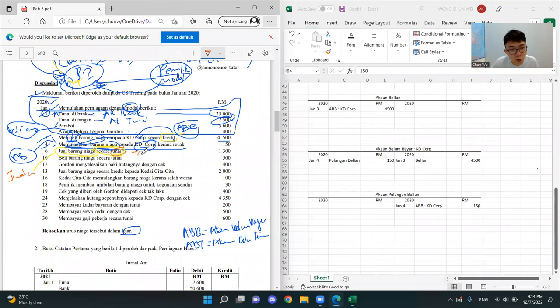Jualan and account tunai. So these are the two accounts we need to debit and credit. But you're not sure, should I debit or credit? Okay, first explanation to you.